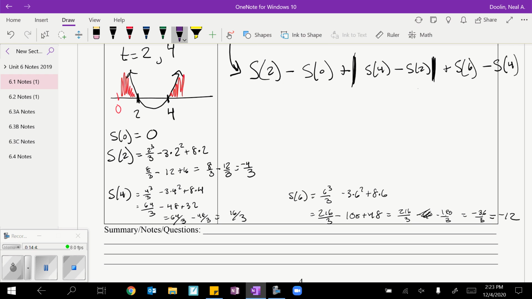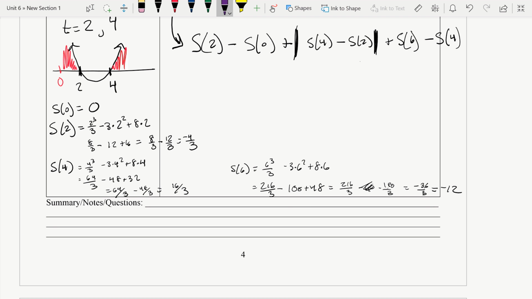For s of 2, I came up with negative 4 thirds. For s of 0, I came up with 0. For s of 4, I came up with 16 thirds. Again, for s of 2, we came up with negative 4 thirds. s of 6, I came up with negative 12. And then s of 4, again, was 16 thirds.